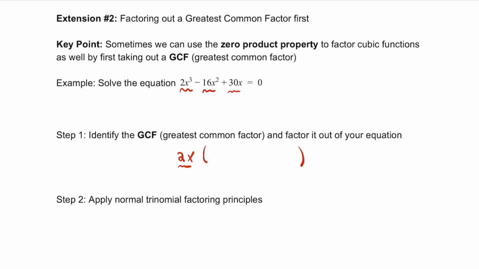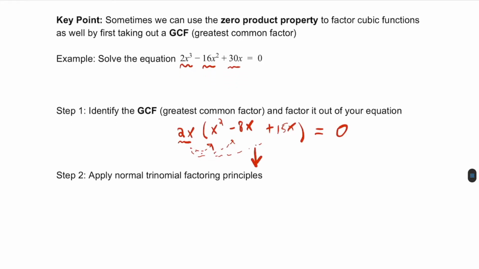And so if I multiplied this back out, I would have the original expression. Well, 2x times x squared would be 2x to the third, so that works. 2x times negative 8x would be negative 16x squared, and 2x times plus 15x would be 30x. And now I can factor my trinomial.